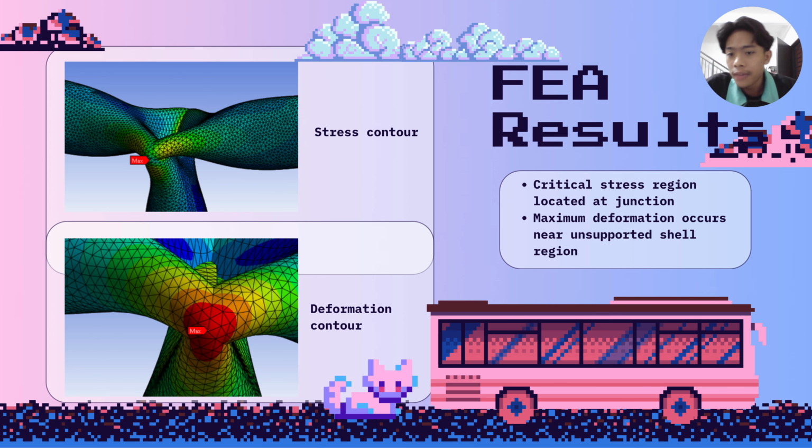On this slide, the FEA results are presented through the stress contour and deformation contour. For the stress contour, the highest stress is concentrated at the pipe junction area where the fluid flows merge. This indicates that the junction is the most critical region and has the highest potential for structural failure. For the deformation contour, the maximum deformation occurs near the unsupported shear region. Although the deformation is present, the value remains relatively small, indicating that the structure maintains good rigidity under the applied loading condition.